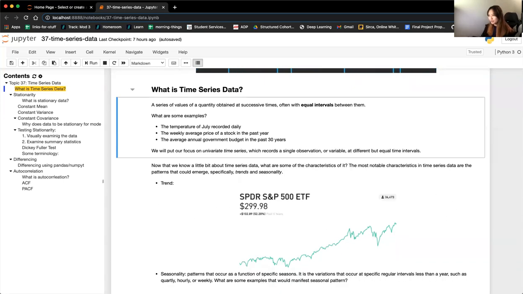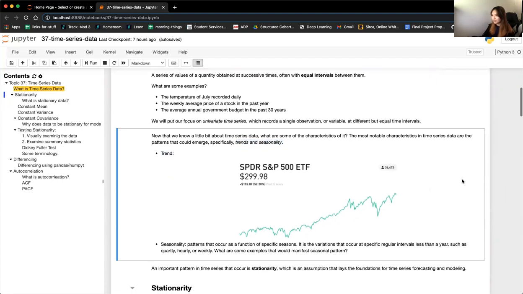So now that we know a little bit about time series data, what are some characteristics? The most notable characteristics in time series data are patterns that could emerge, specifically trends and seasonality. Your lessons go way more in depth into these patterns, but I just wanted to point out a couple of things. Trend: is there an overall upward trend, overall downward trend? Does it stay mainly flat? And also seasonality. Are there recurring patterns in your data? Do you notice that the temperature gets warmer midday and then colder at night? Then you'll have daily seasonality. Do you find that the stock price goes down in December and then up again in the summer? That would be yearly seasonality. And those are things that you want to take note of when you're doing your EDA for your time series data.